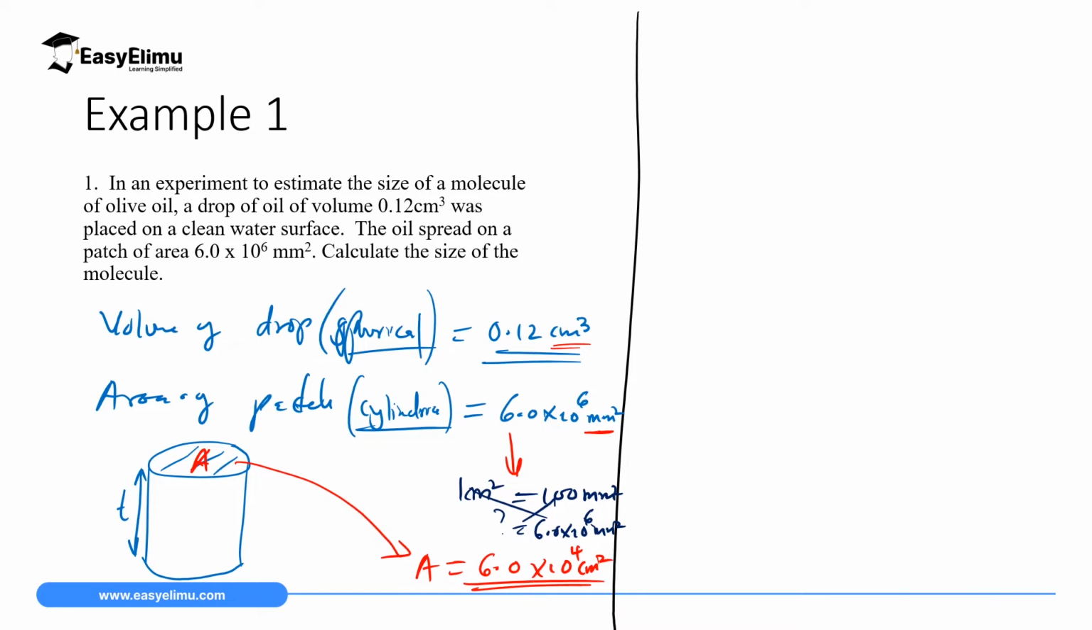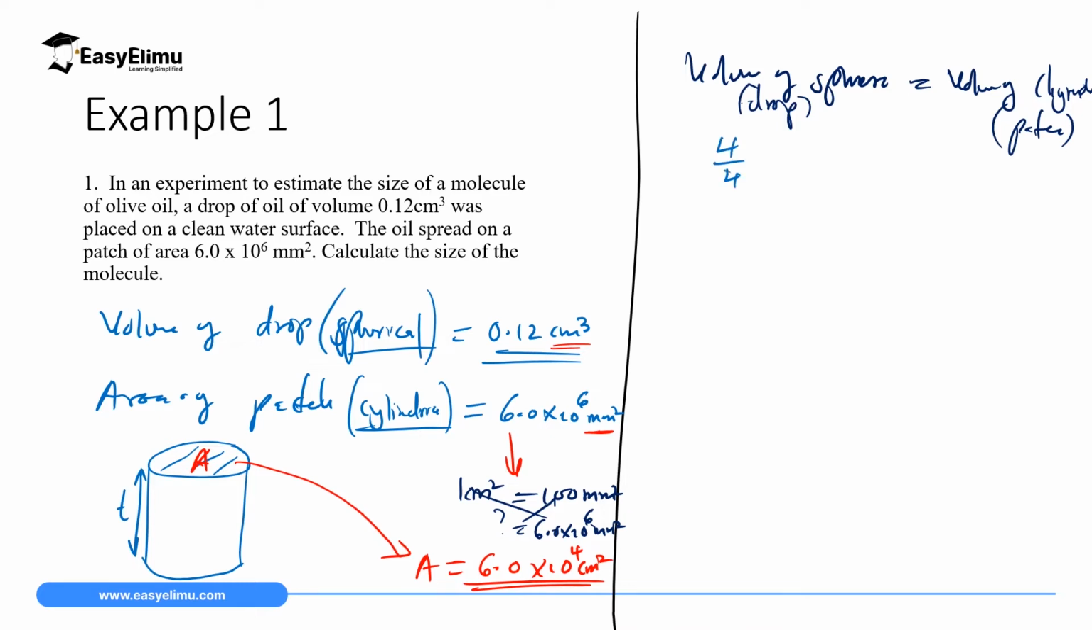So in this case, we write our formula. Volume of sphere or of the drop is the same as volume of cylinder, in this case the patch. So this sphere is the drop, and this cylinder is the patch. Do we know the volume of the sphere? Yes, we can calculate it as 4 over 3 pi r cubed, which is the same as the volume of a cylinder, which is pi r squared h. In this case, we are going to use T as our thickness of the molecule.